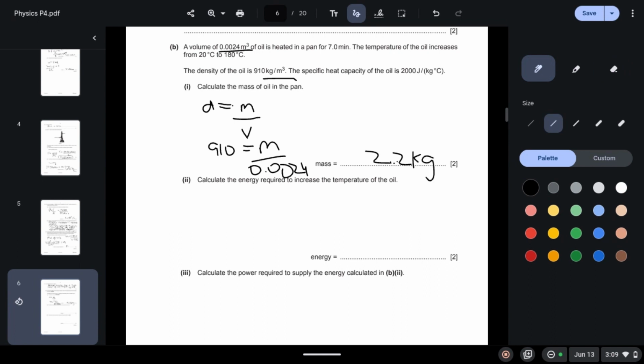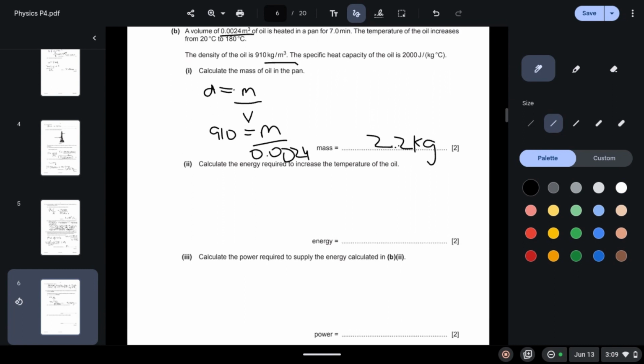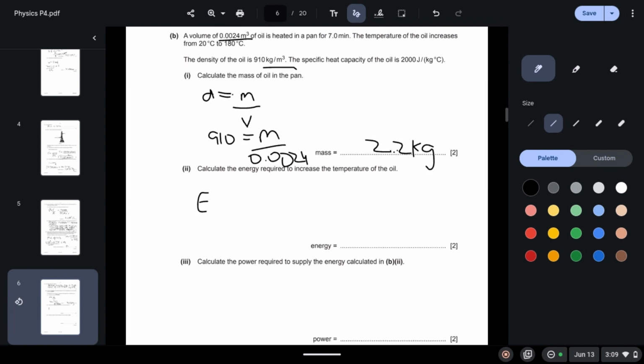Calculate the energy required to increase the temperature of the oil. So the formula for energy is mc delta T, where m is the mass, c is the specific heat capacity, and delta T is the change in temperature. So we have all the information. Mass, the specific heat capacity is 2000, and the change in temperature is 160, because 20 to 180 is 160. So your answer comes out to be rounded off to 700,000 joules.